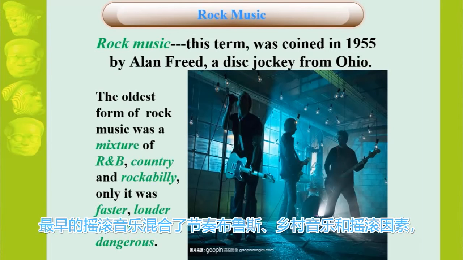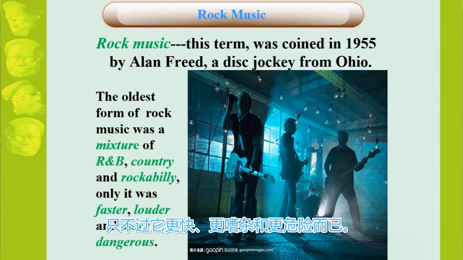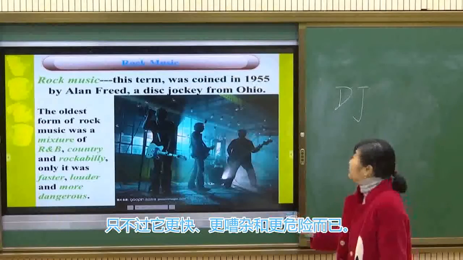And the oldest form of rock music was a mixture of R&B, and we will talk about it later, country music and rockabilly, okay, rockabilly. Only it was faster, louder, and more dangerous, yes.